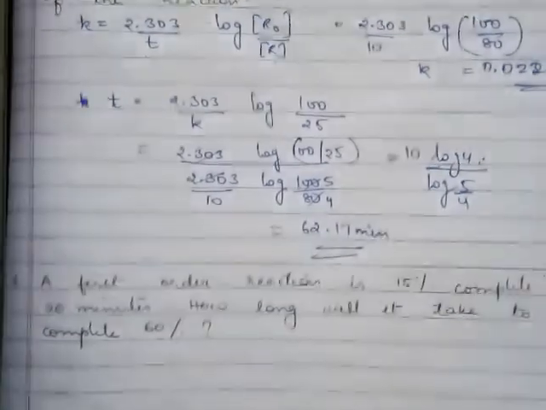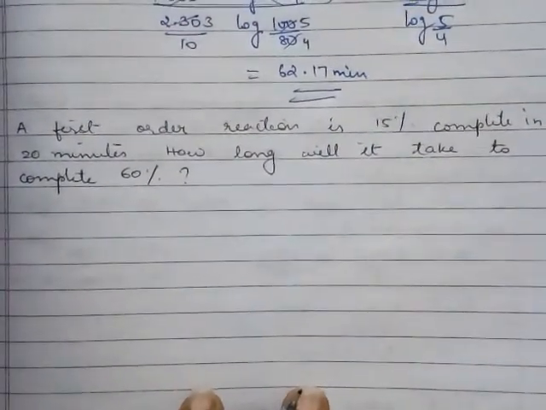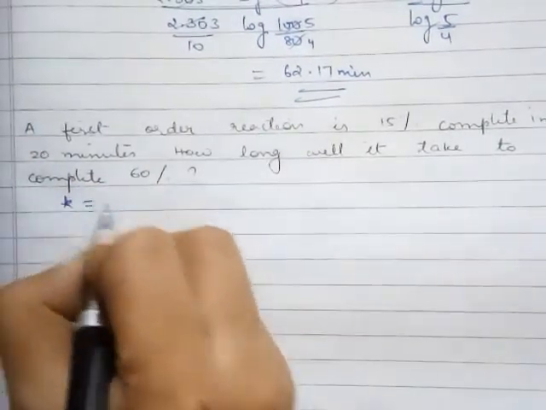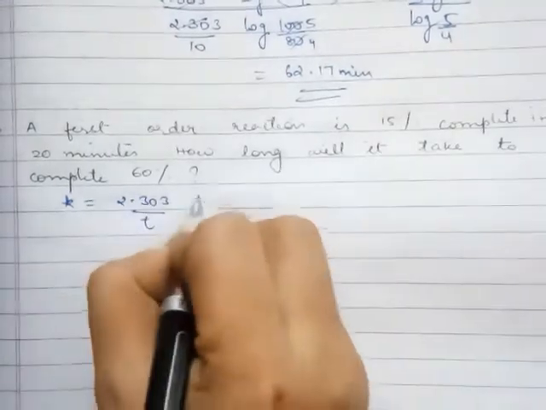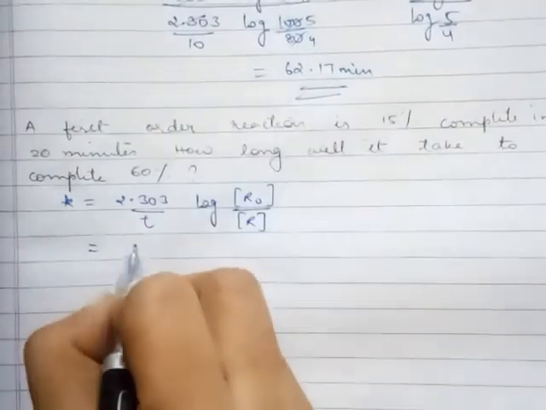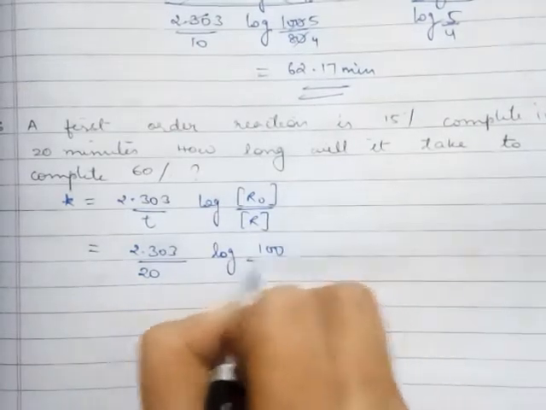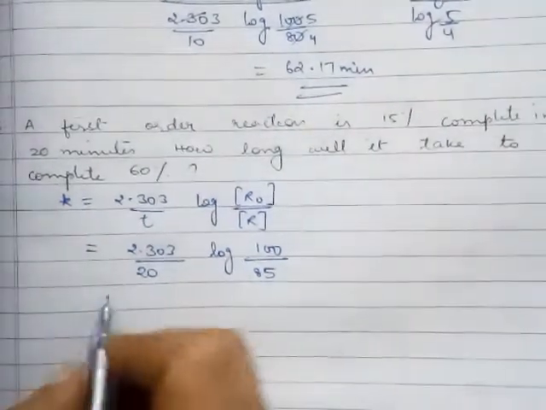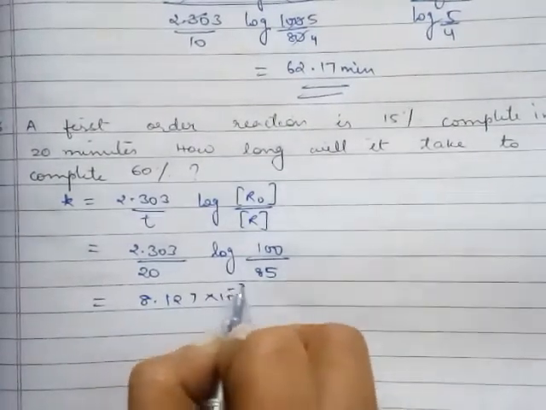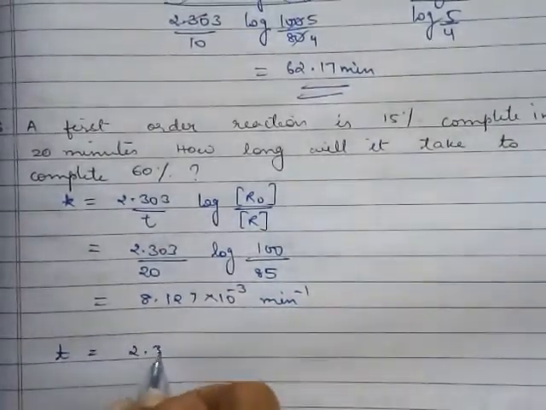Next is a reaction is first order. It is 15% complete in 20 minutes. How long will it take to complete 60%? So again first order, so k is 2.303 by t log initial [R]₀ upon [R], that is at the time t. So it's 2.303 upon 20 minutes log 100 and the remaining is 85. And simplifying, you get the rate constant as 8.127 × 10⁻³ minute inverse. And then in the second part, time you need to find.